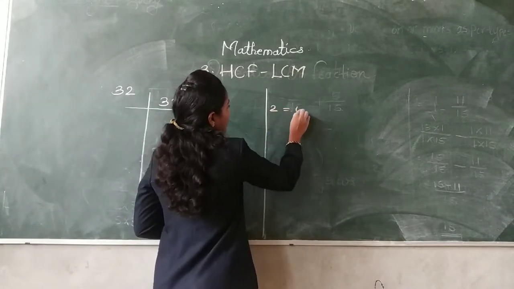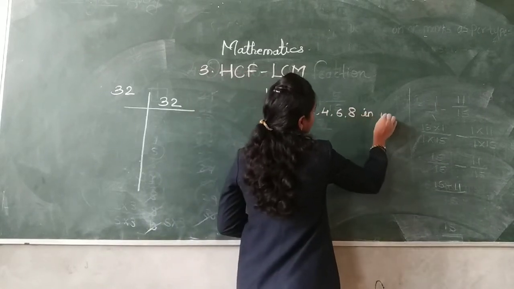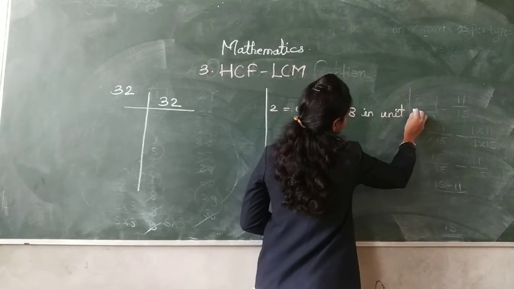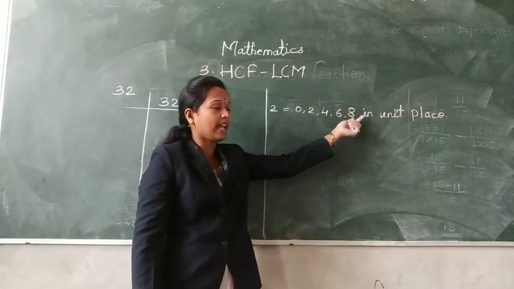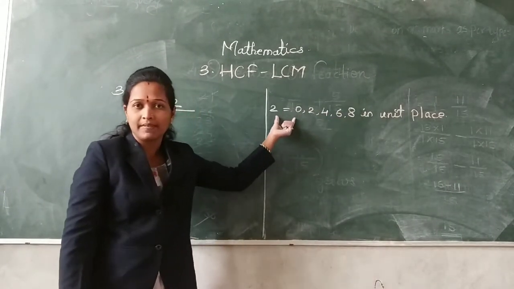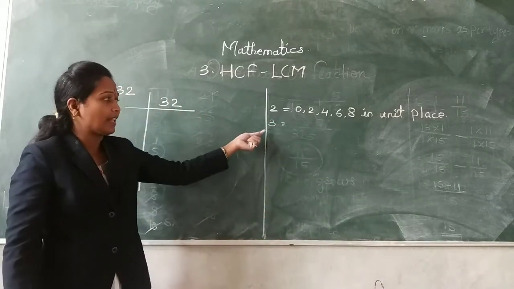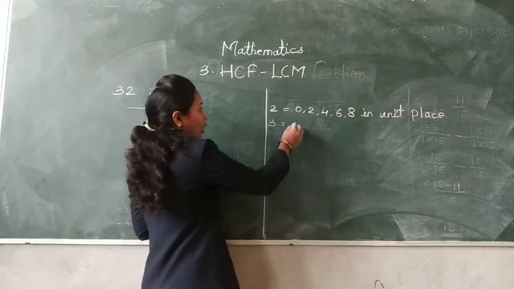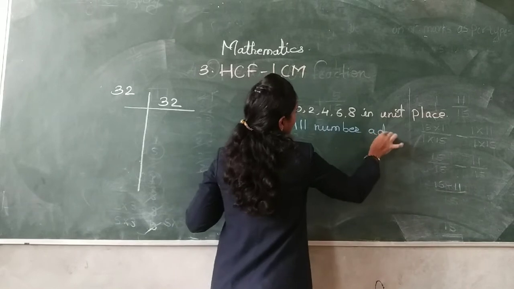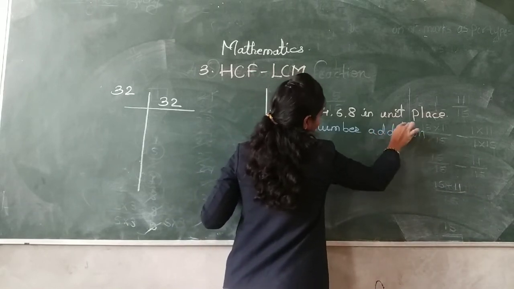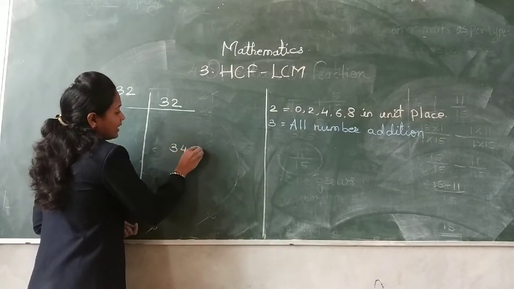The test of 2 is 0, 2, 4, 6, 8 in the unit place. We learned this test in 5th standard. I have written only the shortcut here: 0, 2, 4, 6, 8 in the unit place. Those numbers are divisible by 2. The test of 3 is a very important test. We learned the test of 3 in 6th standard. It means the addition of all the digits. Teacher, what is the meaning of this? All number addition means, suppose the number is given in front of you just like this.